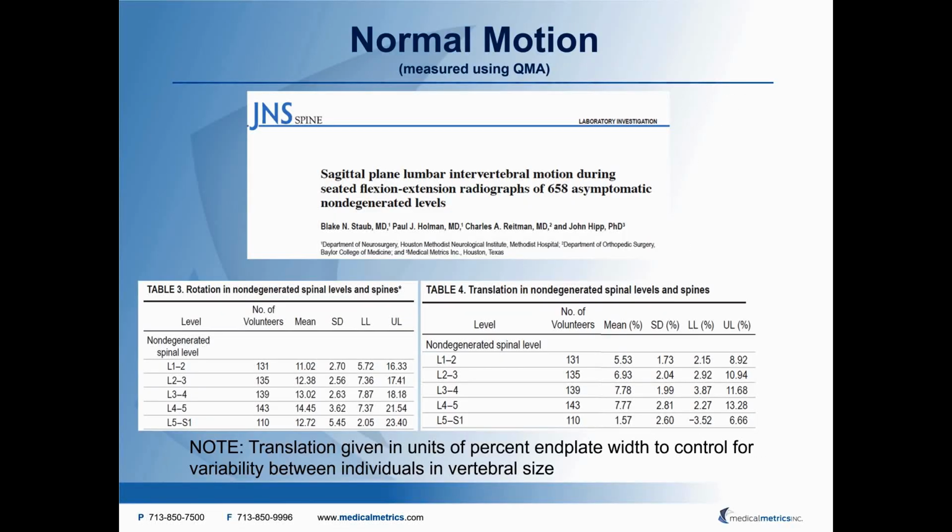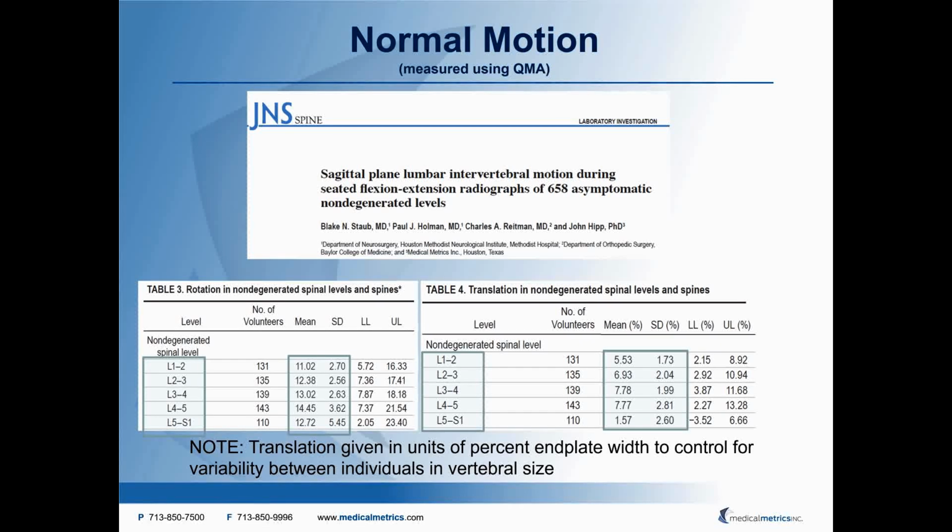In order to know what is abnormal motion, we must first carefully document normal intervertebral motion. This was done by collecting flexion and extension radiographs for several hundred asymptomatic volunteers who had never had any lasting back pain. These are data from one of the studies. Very importantly, QMA was used to obtain these measurements.